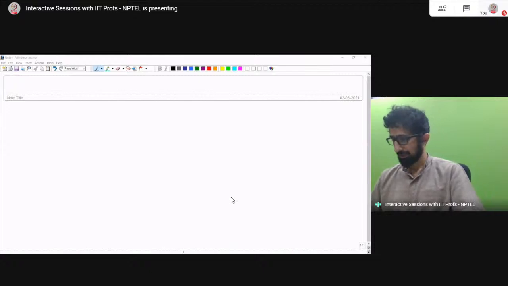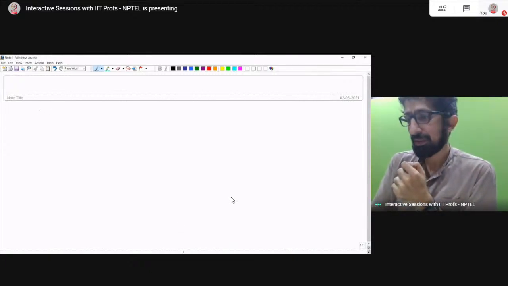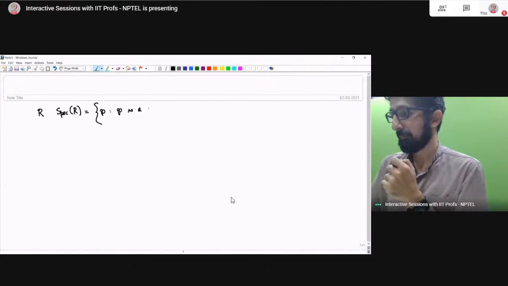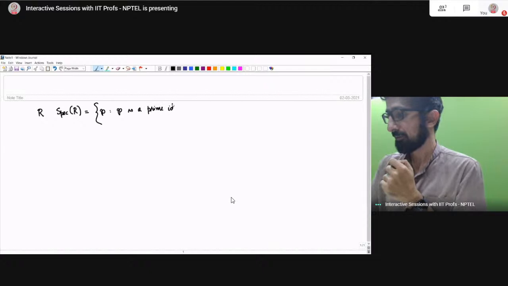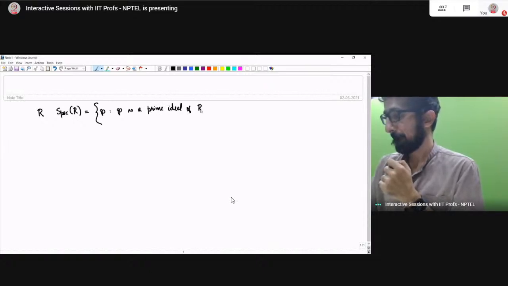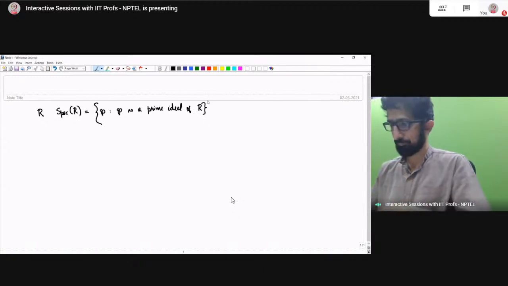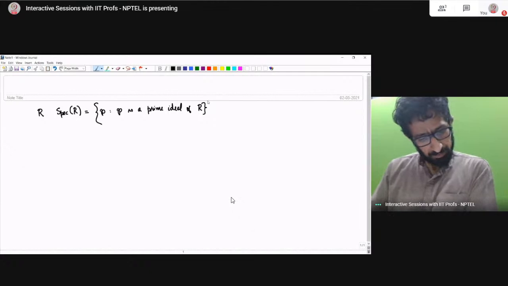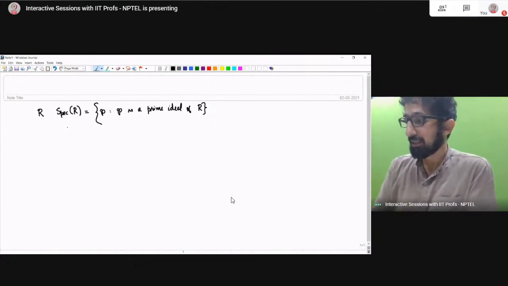Spectrum of a ring. Yes, of course I can. So if you have a ring R, Spec of R by definition is the set of all prime ideals P, where P is a prime ideal of R. Yeah. So Spec of R.